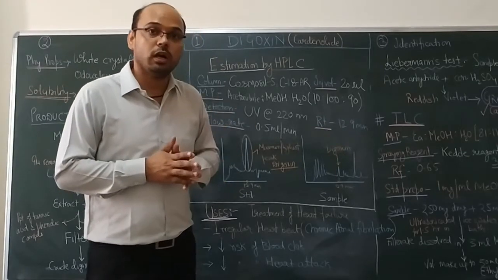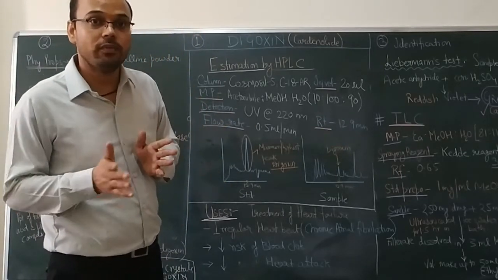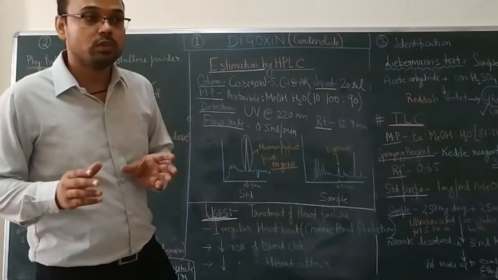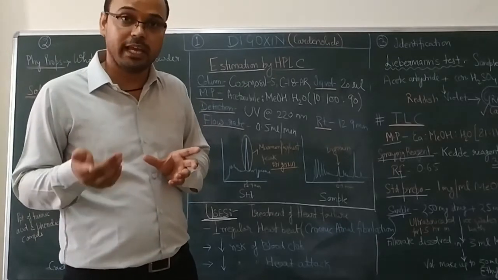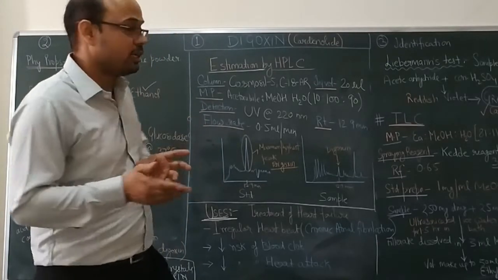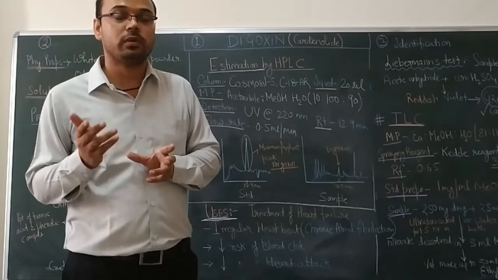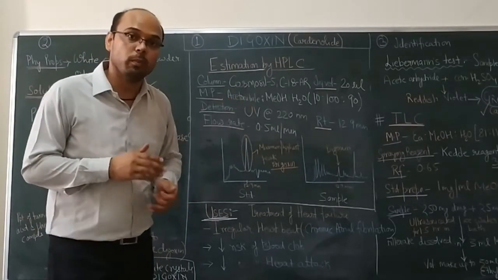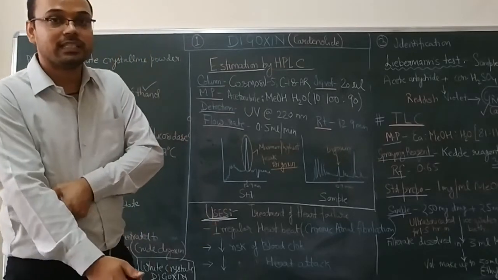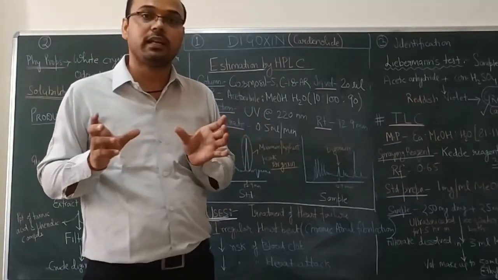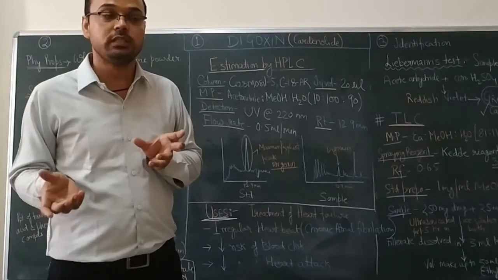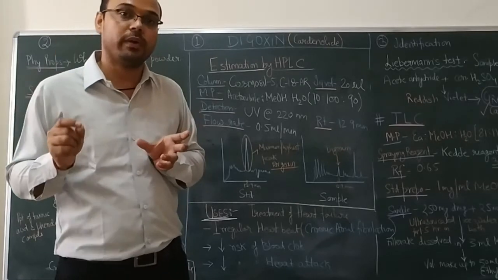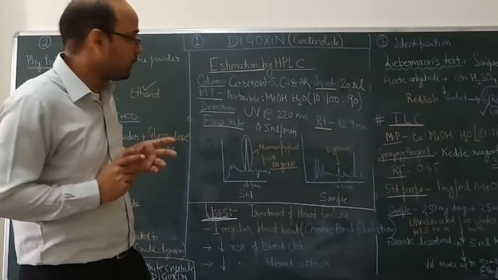We have used the mobile phase: acetonitrile, methanol, and water. Here we have used ultra purified water for HPLC analysis. In a ratio of 10:100:90, we have used these solvents as mobile phase. For detection we have set our UV detector of HPLC at 220 nanometers for exact identification of the peak of our phytoconstituent digoxin in the sample.